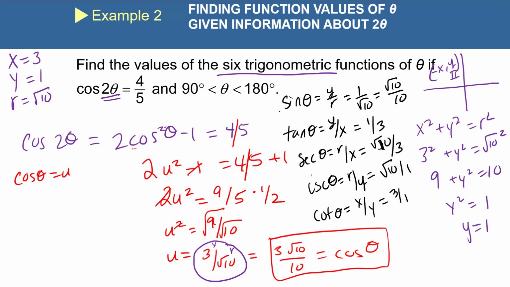The hard part again is getting the puzzle pieces. Does that make sense? Once you have all your pieces, you're just now using your knowledge. So now we have all 6 of our trig values.